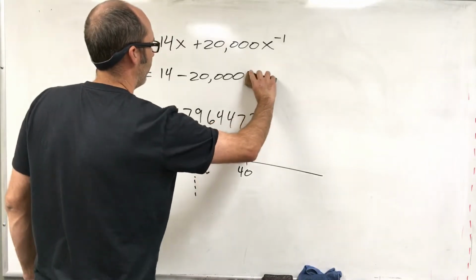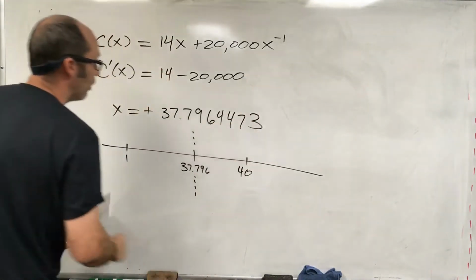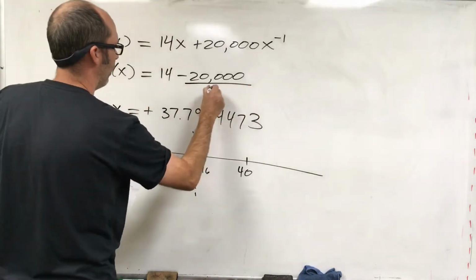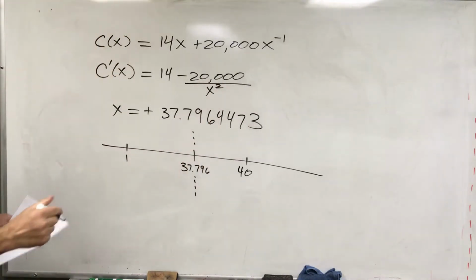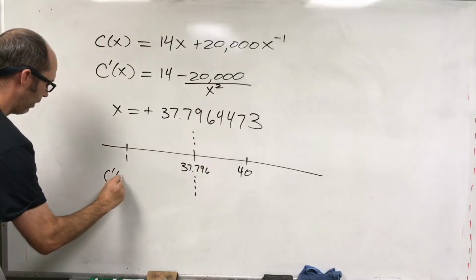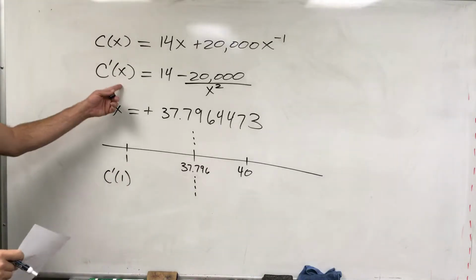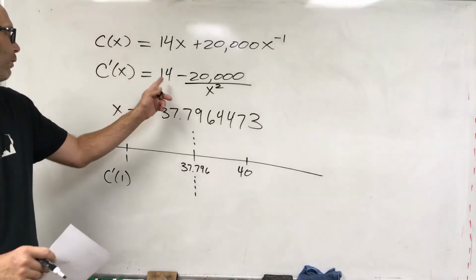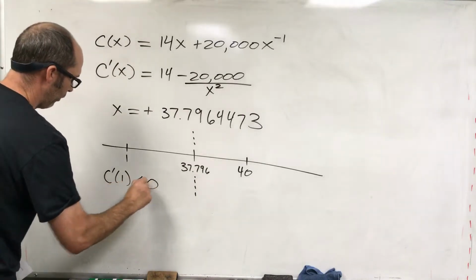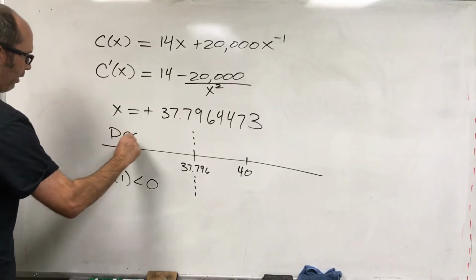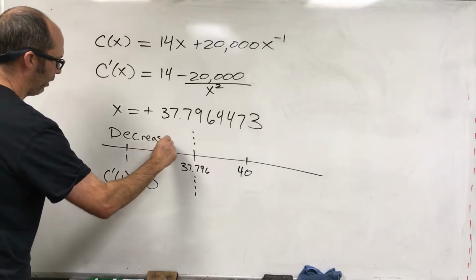So remember, this was 20,000 over x squared. Now C prime of 1, and think about putting a 1 in there. That just says 14 minus 20,000. That's definitely a negative number. So negative, decreasing.